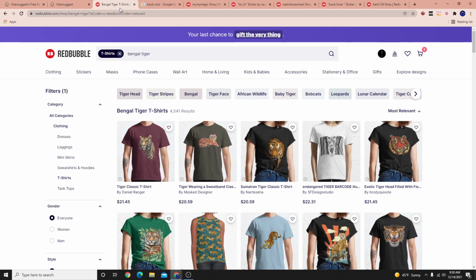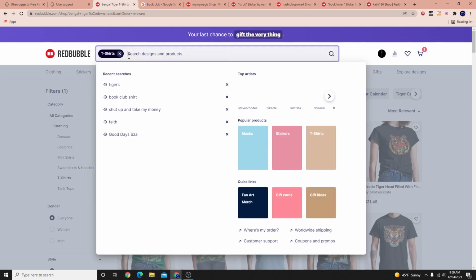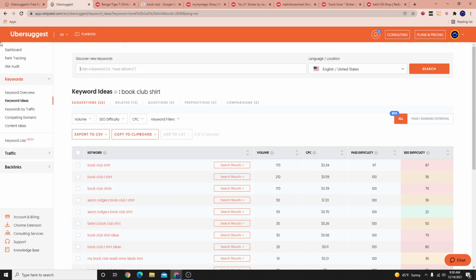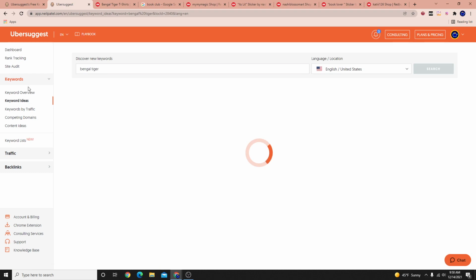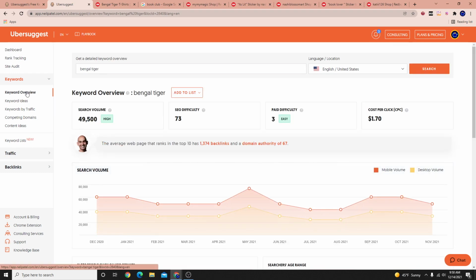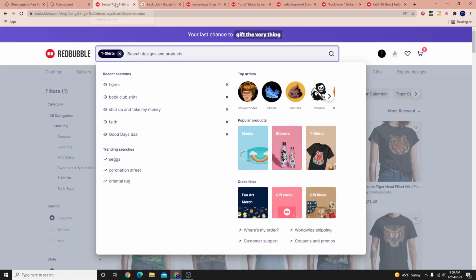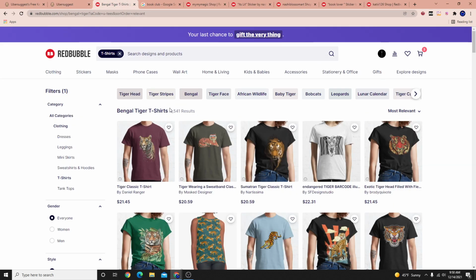Not bad. All right. So let's go ahead and search the exact same keyword on Google search volume, and let's paste it here. Take a look at the keyword overview. And now we've gotten the other way around. So a ton of searches on Google, 49,000 searches, and we have 4,500 searches on Redbubble.